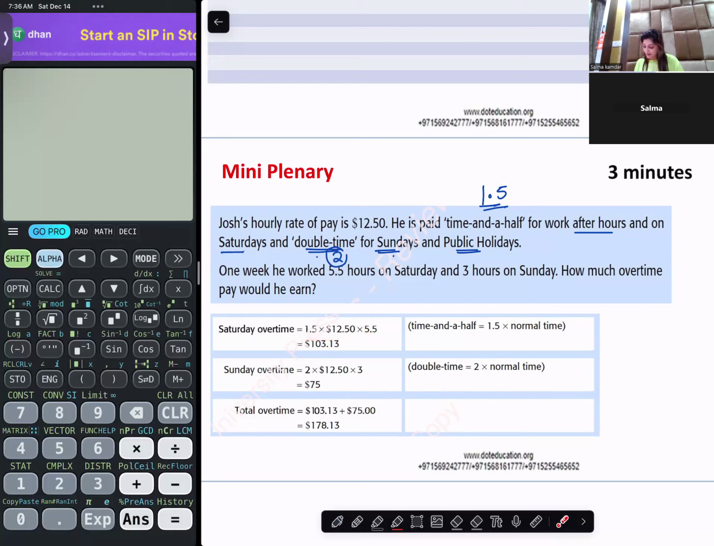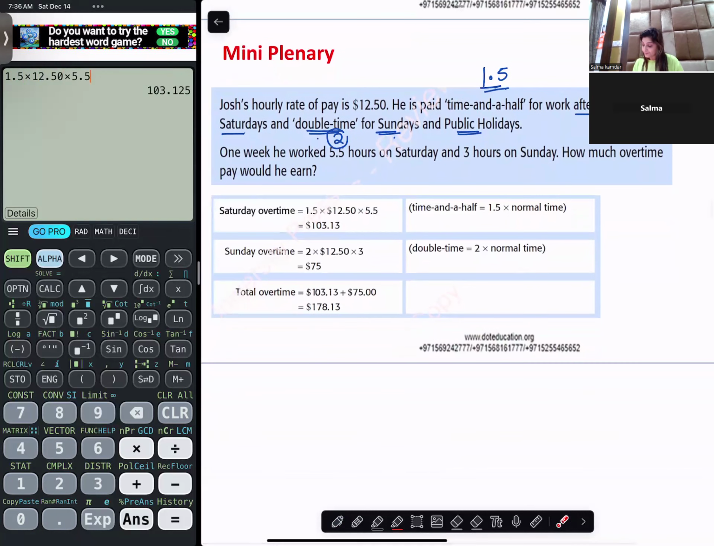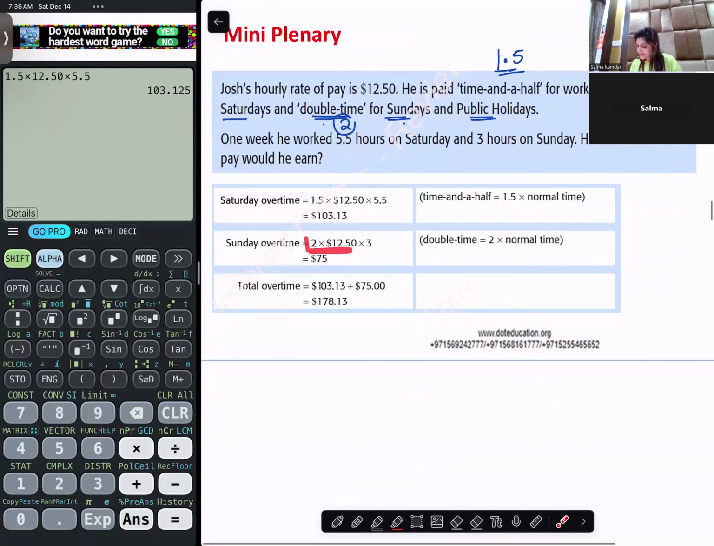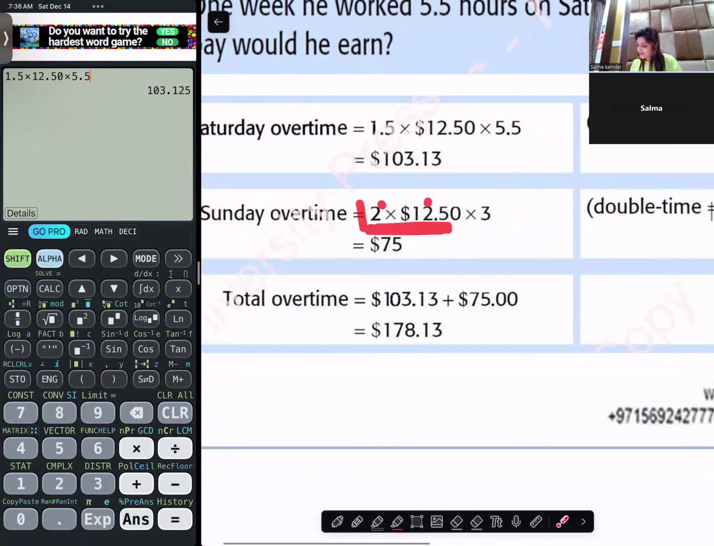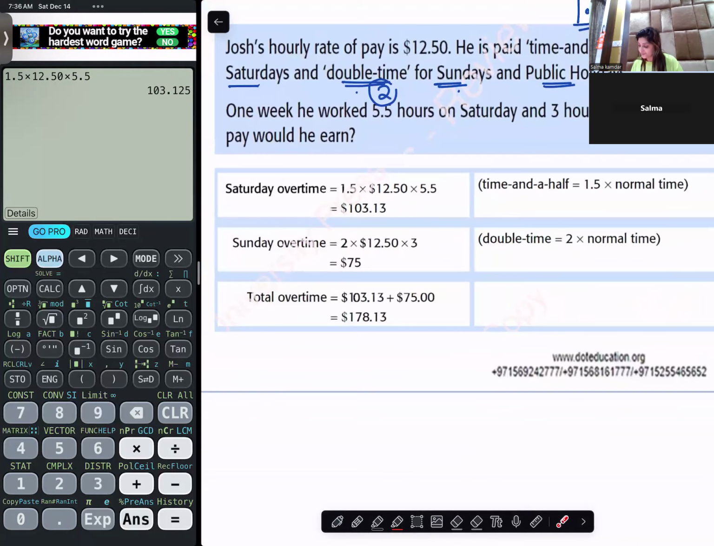He's worked 5.5 hours, so what he's going to receive is 1.5 times 12.50 times 5.5. So he's going to receive $103.13. Okay. On Sunday, he has worked 3 hours. On Sunday, he's going to receive double his basic pay. So 2 times his basic pay, that is 2 times 12.50, and the number of hours that he's worked. So his Sunday money would be $75.